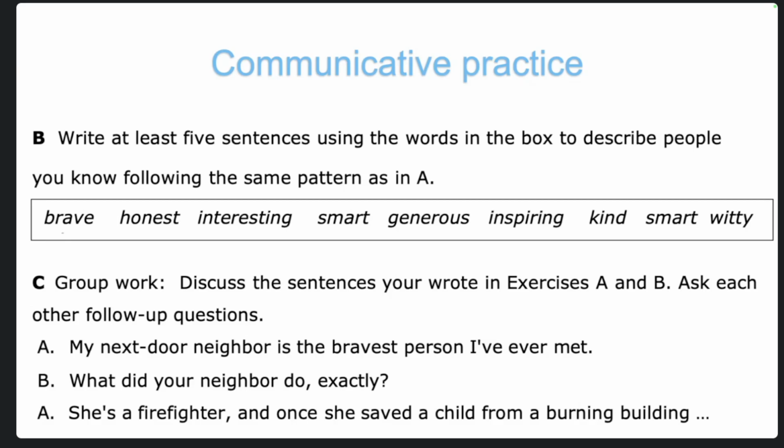So see here, for example, the communicative aspect comes in. One student says, "My next door neighbor is the bravest person I've ever met." And another student asks, "What did your neighbor do exactly?" "She's a firefighter. Once she saved a child from a burning building." So here, you have a grammatical structure, and then you have a discussion around it, a few more exchanges around it, making it more organic, making it more real.